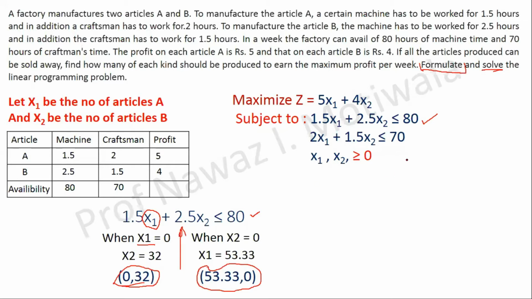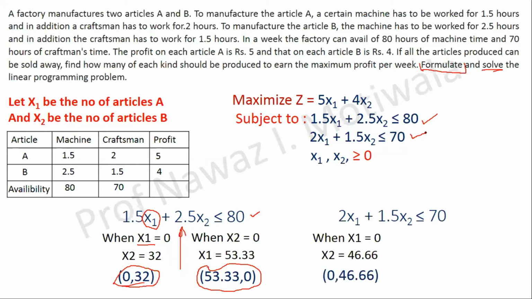Now similarly, I will consider the second equation and proceed in the same way. I have the equation 2x1 plus 1.5x2 less than or equal to 70. Again I consider x1 equal to 0 and I get x2 as 46.66, so my point is (0, 46.66). Similarly, when I consider x2 equal to 0, I get x1 as 35 and my point becomes (35, 0). These 2 points satisfy the above equation, so I will draw a line passing through these 2 points corresponding to this equation.